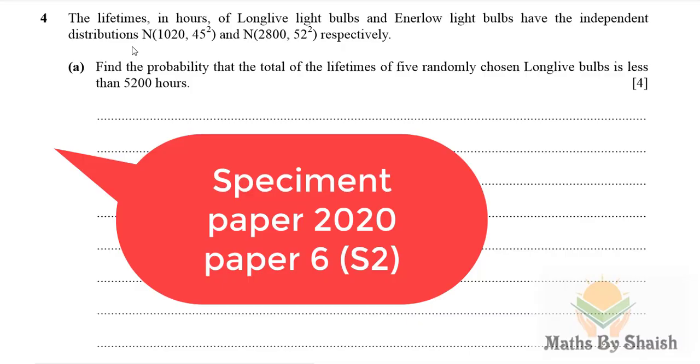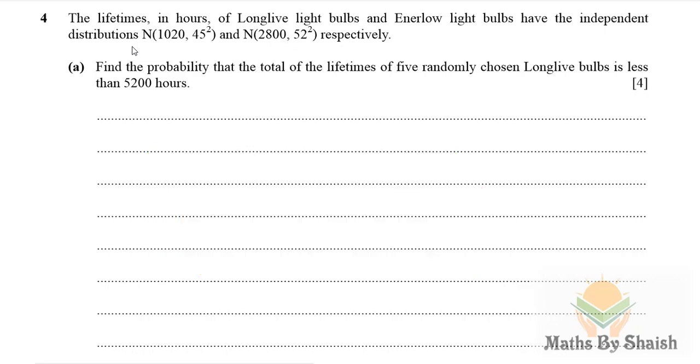Today we are going to discuss the next two questions from the specimen paper for the 2020 examination. It is Paper 6, Probability and Statistics 2. So here's question number 4.